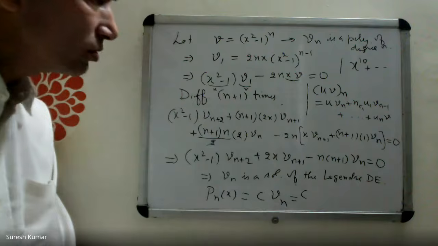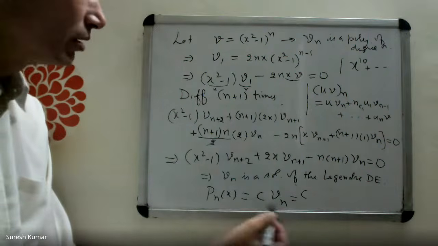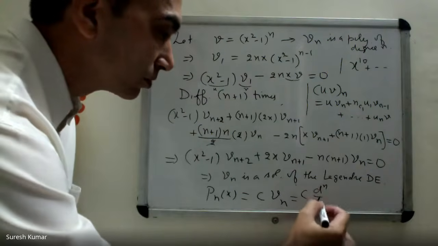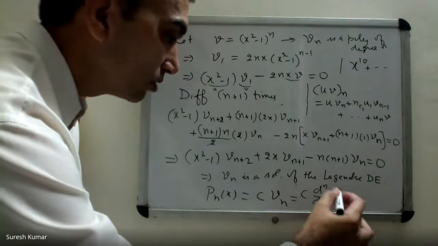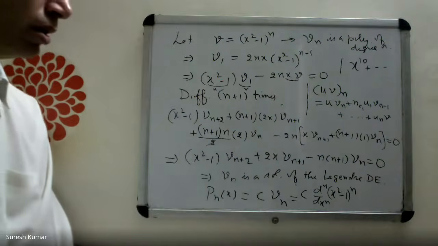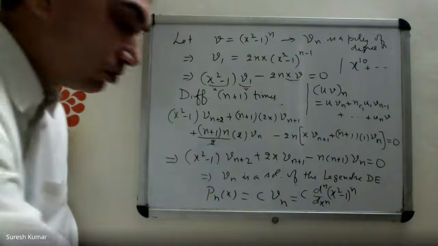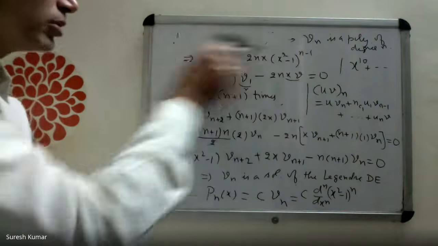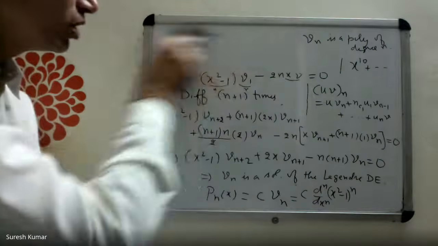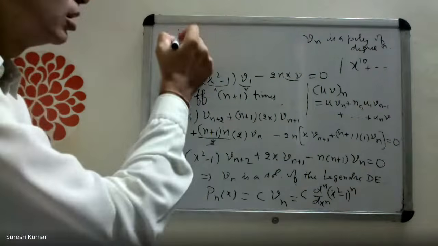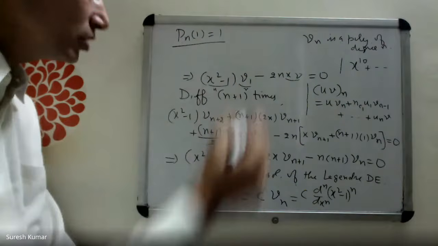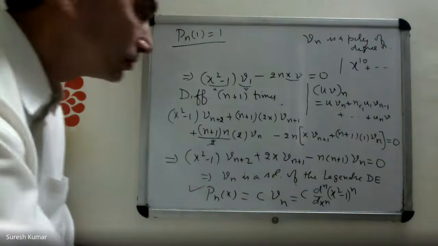By the way, what is your vₙ? v is this. vₙ means the nth derivative of (x² − 1)ⁿ. We know a property of Legendre polynomials. What is that property? The value of a Legendre polynomial at x equal to 1 is 1. We know this: Pₙ(1) is 1. Let's use it here and find the value of c.